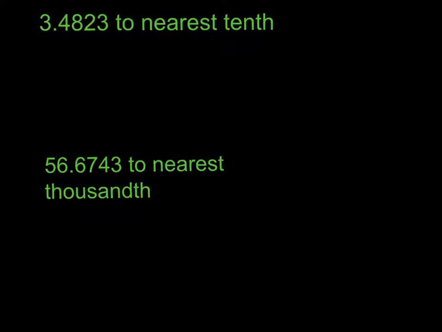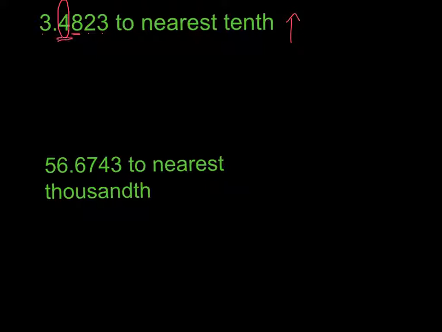Let's take a look at the first. It says round 3.4823 to the nearest tenth. So let's find the tenths column. Ones, we'll circle the tenths, hundredths, thousandths, ten thousandths. Then we need to look one place value column to the right. That is where we see an 8. That means it's 5 or higher, so we're going to round this number up.